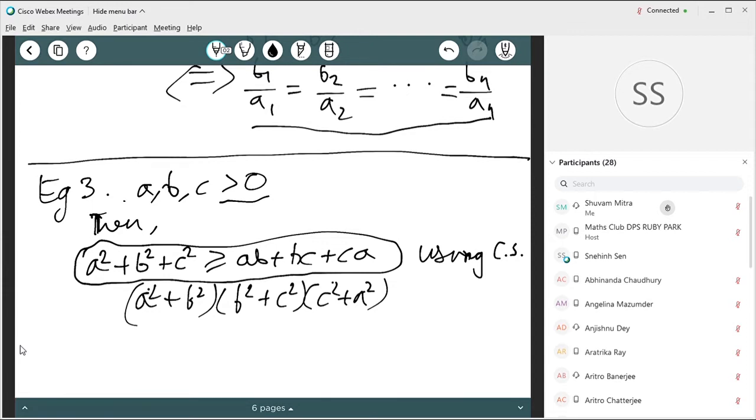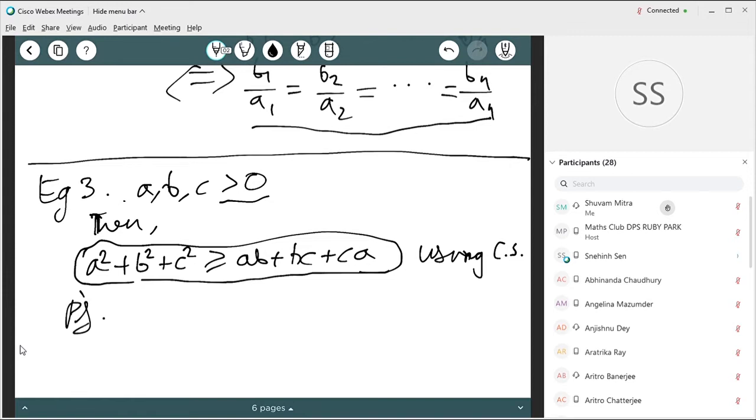Okay, I'll remove this because I don't think this would lead us to any useful solution. Maybe it can, but not using Cauchy-Schwartz. Okay, so let me give you a hint. I said permutation. So think about permutations. What about the following? Using Cauchy-Schwartz, what is this greater than or equal to?